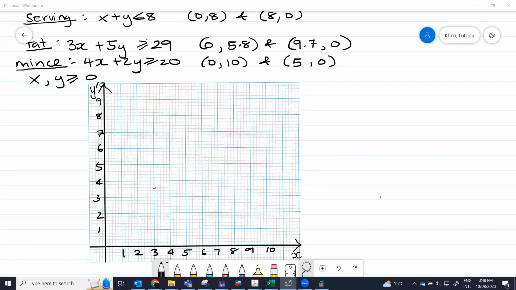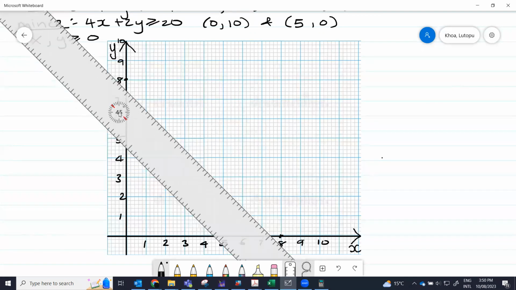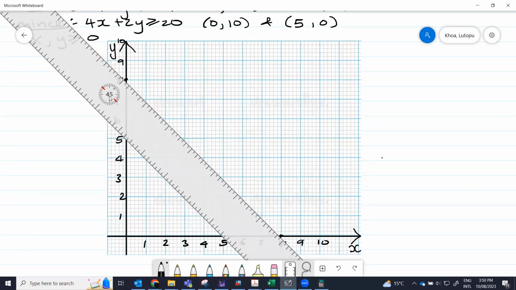Okay, so on your graph paper, remember, use whatever scale you are told to use on the question paper, but here I'm just using this one so that everything fits. So we start with our first point, 0, 8, and 8, 0. Then you take your ruler and you connect the 2 points with a straight line.